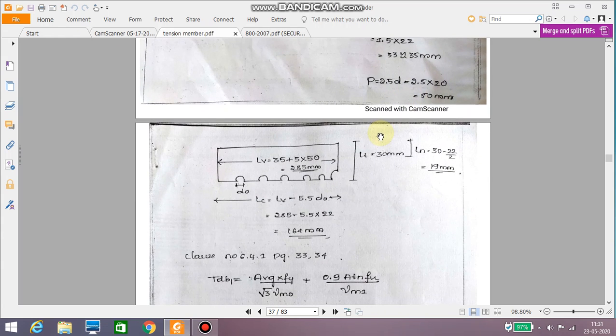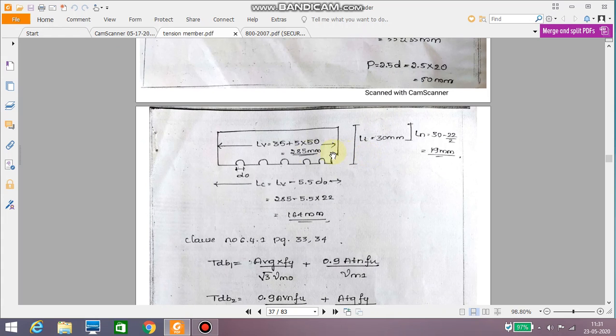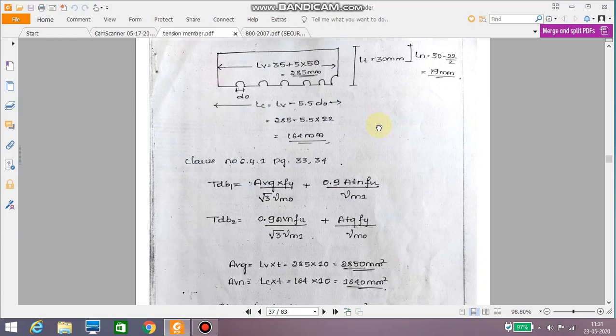Now Lv, Lc, Lt and Ln. So Lv is 35 plus 5 into 50. We have clearly discussed that in the previous videos. Then Lc is Lv minus the total number of bolts, minus 0.5 into the diameter of the hole, it is 164 mm. Then Lt is equal to 30 mm, Ln equal to 19 mm.